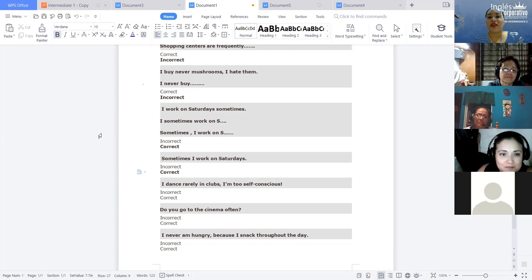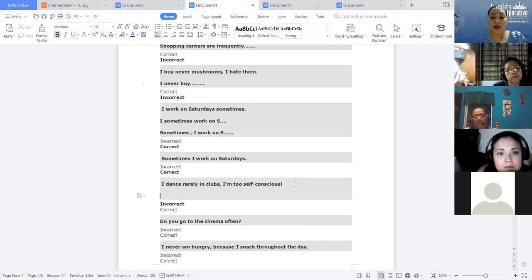This one, right? We are going to do this one, the dance. I dance rarely in clubs. I am too self-conscious, right? So this one, is it correct or incorrect? Incorrect. Why? I really dance. Rarely before dance. I rarely. Rarely, right? Rarely dance.